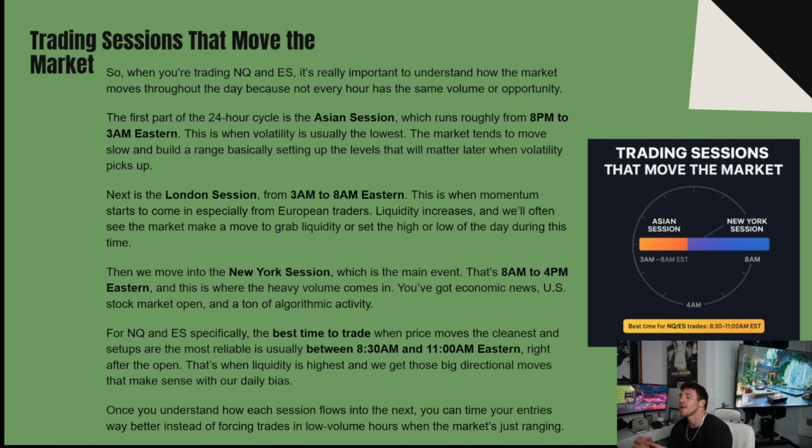11 a.m. Eastern time. I personally trade from 9:30 a.m. to around 11 a.m. Eastern time. If it goes past and I don't see a setup around 11 a.m., I'm usually done for the day. That is when liquidity is the highest and we get those big directional moves, and that makes sense with the overall daily bias. So once you understand how each session flows into the next, you can time your entries way better instead of forcing trades in low volume hours when the market is just ranging.